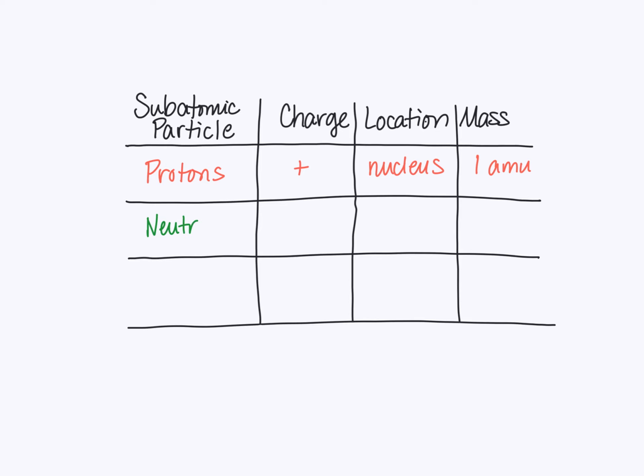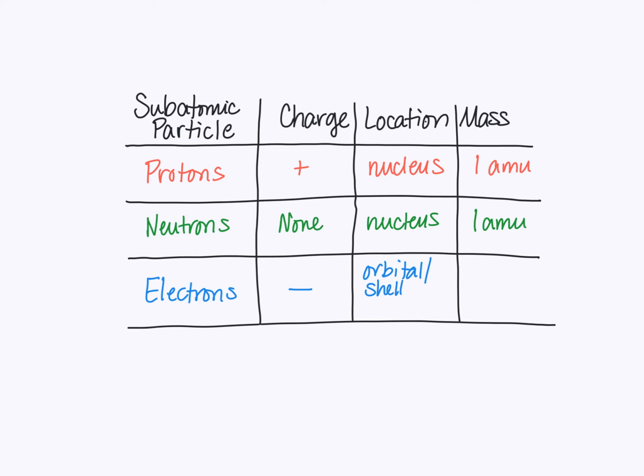Neutrons are neutral, so they have no charge. They are also located in the nucleus of the atom, and they also have a mass of 1 atomic mass unit. Electrons have a negative charge, and they are located in the orbitals, which we also call shells, or the cloud, surrounding the nucleus, and their mass is 0 atomic mass units.